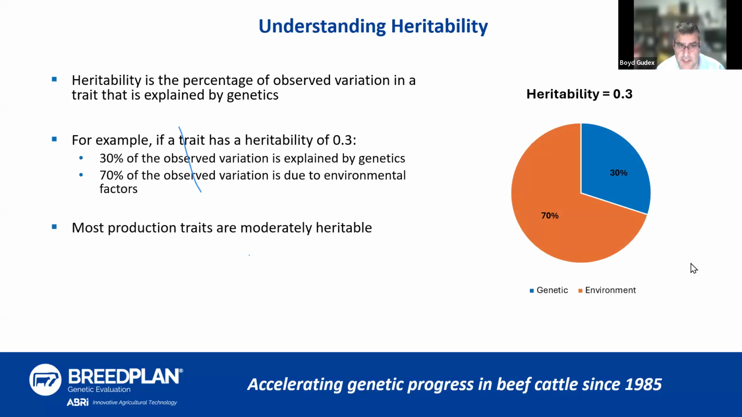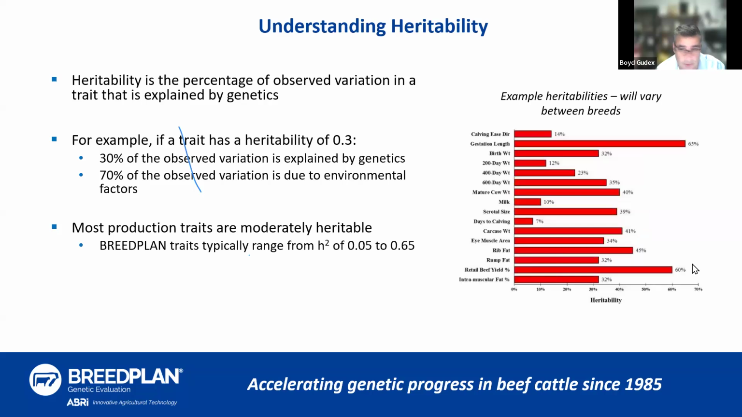So most production traits are moderately heritable. We tend to say roughly 0.3 is an average in most livestock species for heritability, though there are definitely exceptions from that. So BREEDPLAN traits typically range from 5 to 65%. And we've got an example of heritabilities here. And please note that the heritabilities will vary between breeds and populations.